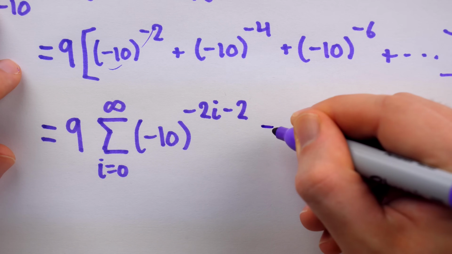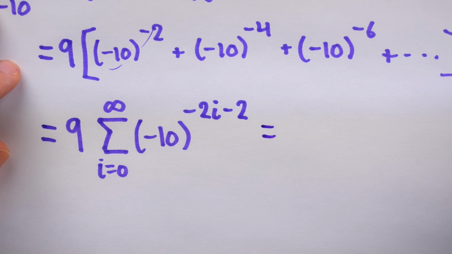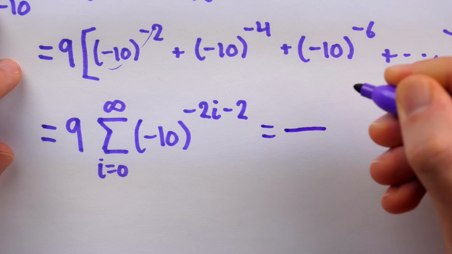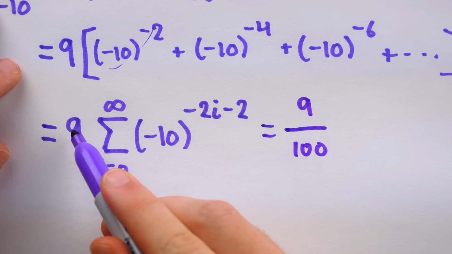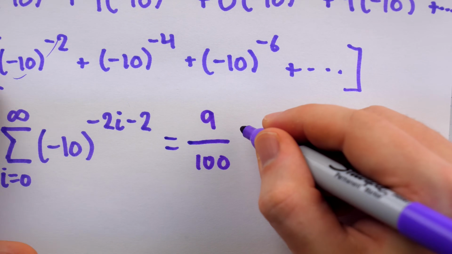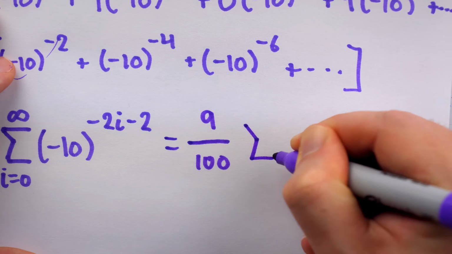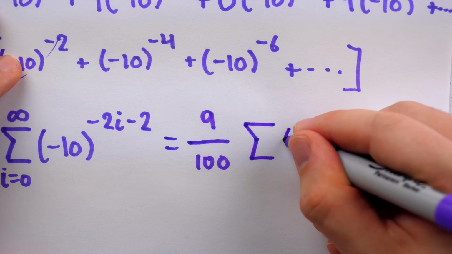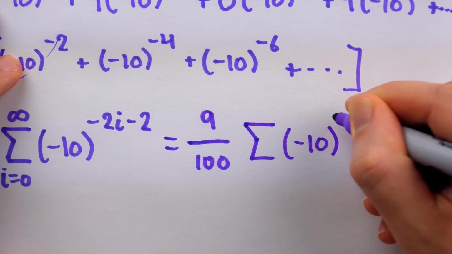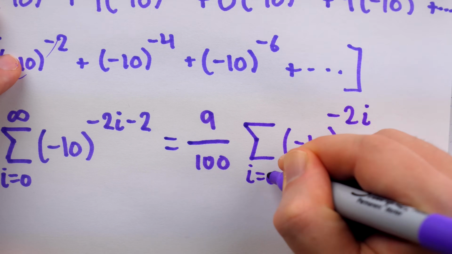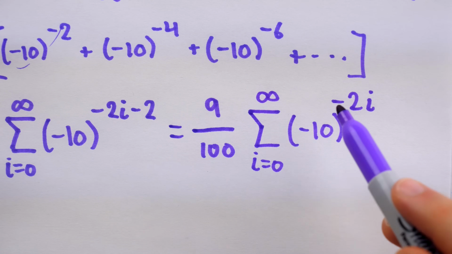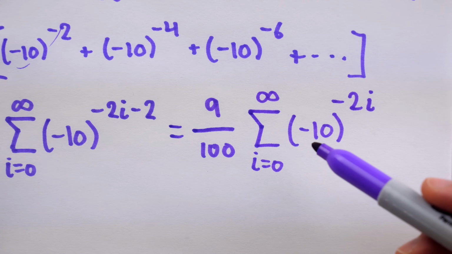Negative 10 to the negative 2 is 1 over negative 10 squared, which is 1 over 100. So we could pull that out as 1 over 100, thus in total, we would have 9 over 100 outside of our sum. What would remain in the sigma is the sum of negative 10 to the power of negative 2i from i equals 0 to infinity. At this point, we can use the geometric series formula.